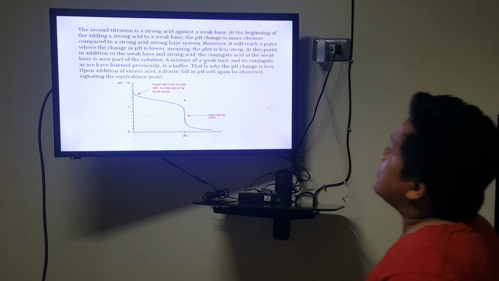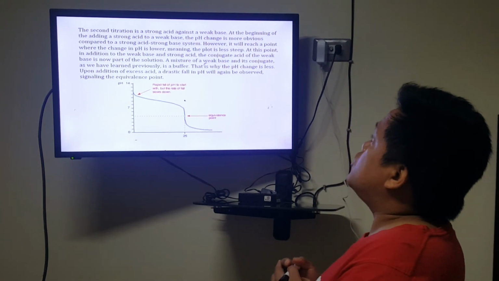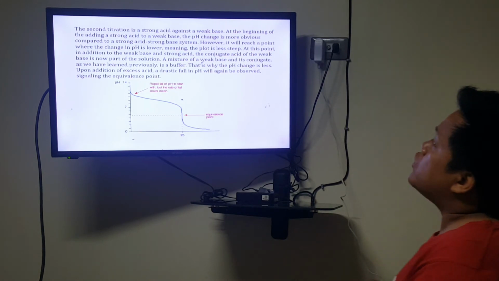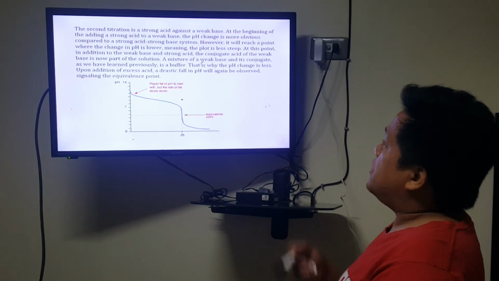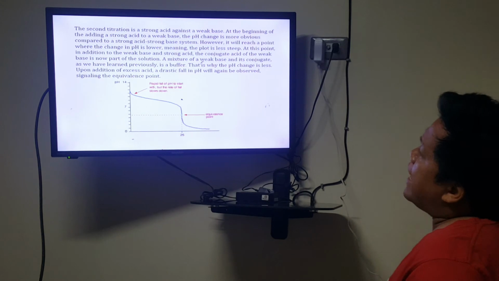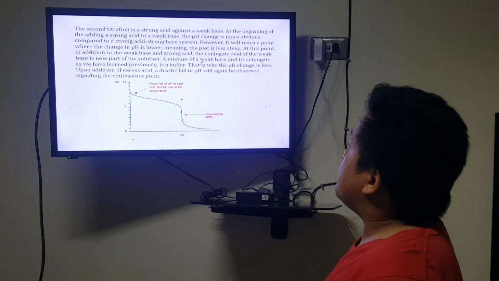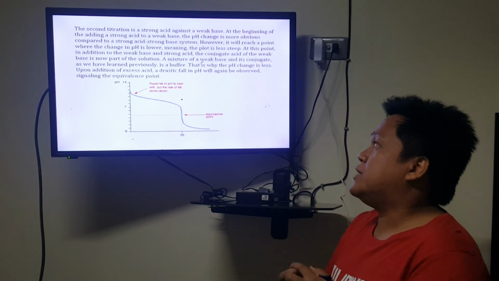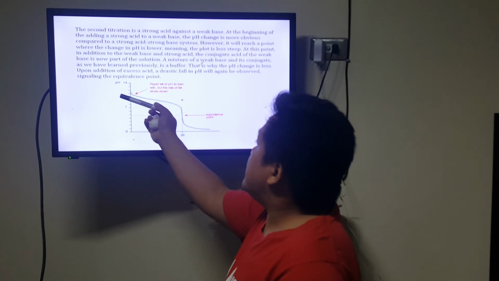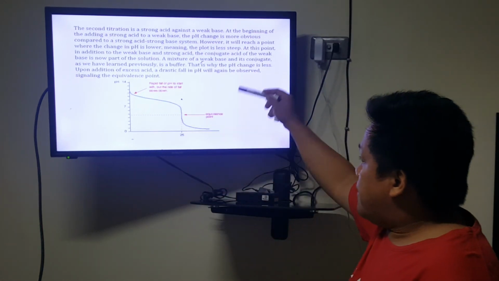The second titration is a strong acid against a weak base. At the beginning of adding a strong acid to a weak base, the pH change is more obvious compared to a strong acid, strong base system. However, it will reach a point where the change in pH is lower, meaning the plot is less steep. At this point, in addition to the weak base and strong acid, the conjugate acid of the weak base is now part of the solution. A mixture of a weak base and its conjugate, as we have learned previously, is a buffer. So this is the rapid fall of pH to start, but the rate of fall slows down, so it is not as fast, slowing gradually until it becomes acidic.